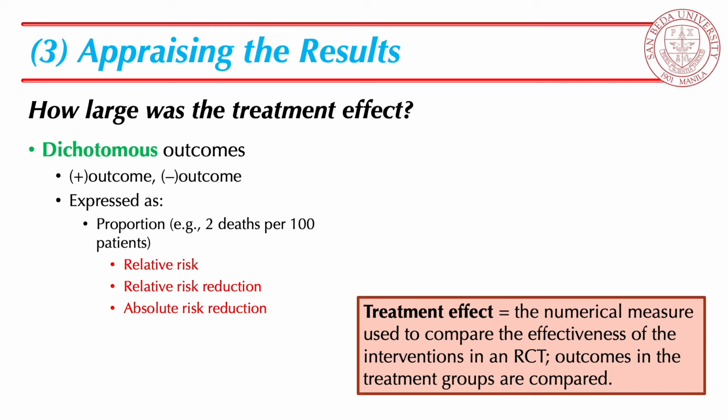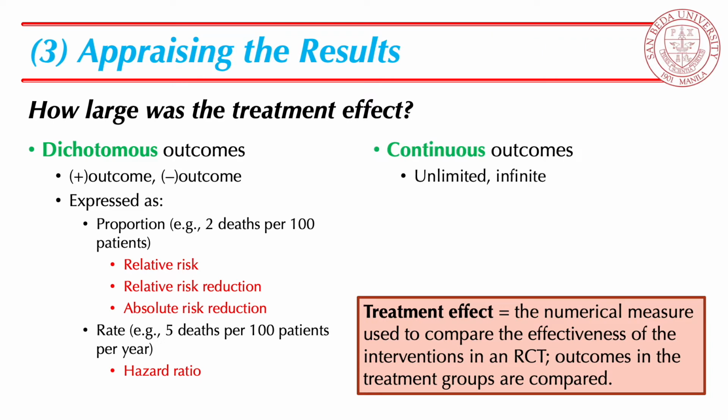Now, besides proportions, dichotomous outcomes can also be expressed in terms of rates, and this entails a time component, oftentimes in terms of person years or patient years. From here, we can derive the hazard ratio. We have already covered hazard ratio last year under Medical Research 2. We will refresh our memories regarding this in this video.